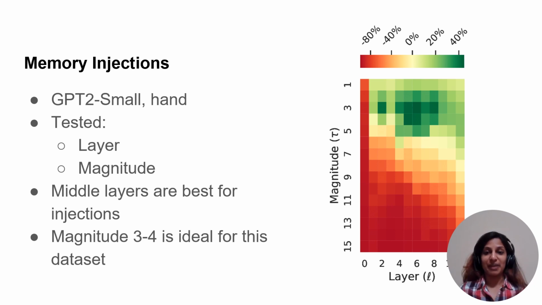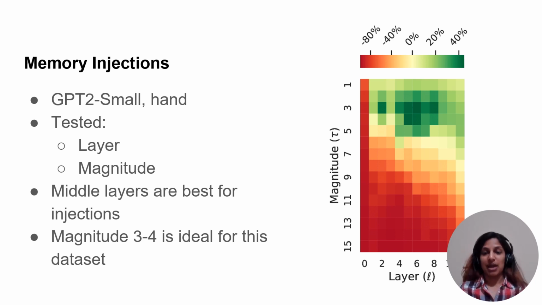Now, the open question remains, where in the model is it beneficial to inject information and at what magnitude? On this slide, we delve into one experiment for GPT-2 small on the handwritten dataset. What you're seeing in this heat map on the y-axis is the magnitude at which we injected a memory. We varied this from 1 to 15, and the layer, specifically the attention layer, at which we injected that memory. GPT-2 small has 12 attention layers.